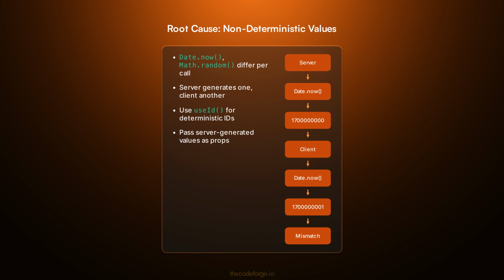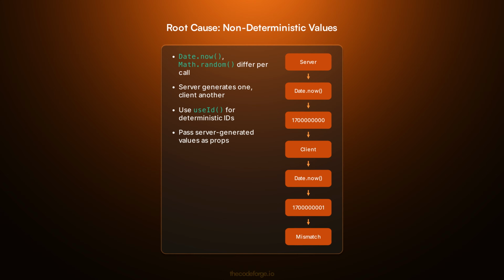Any value that changes between calls, like Date.now, Math.random, or crypto.randomUUID, will cause a mismatch because the server and client generate different values. The fix is to generate these values on the server and pass them as props, or use React's useId hook, which is deterministic across server and client.